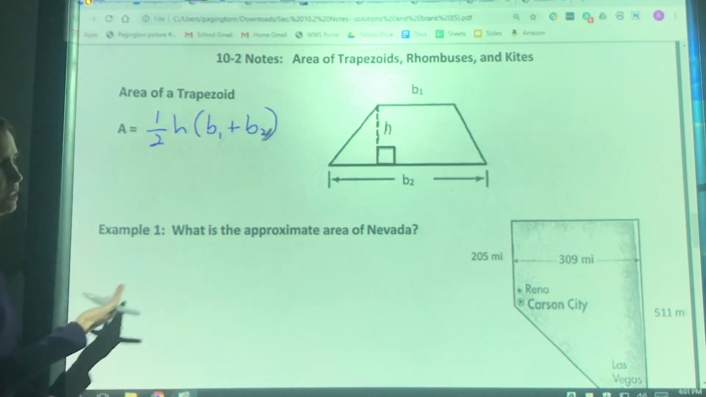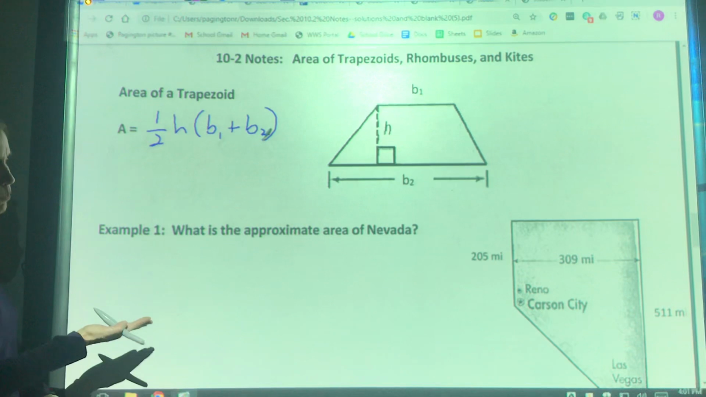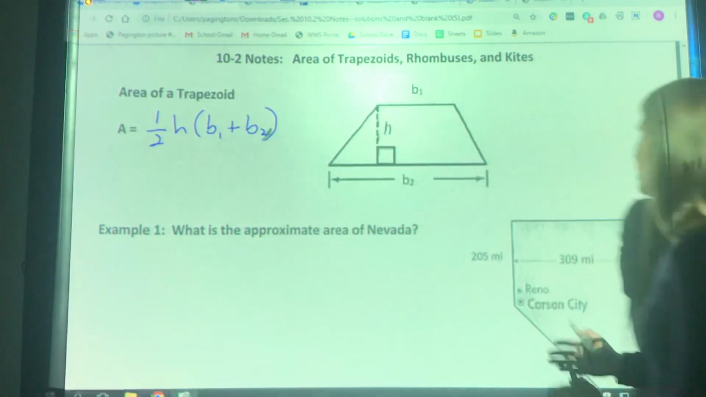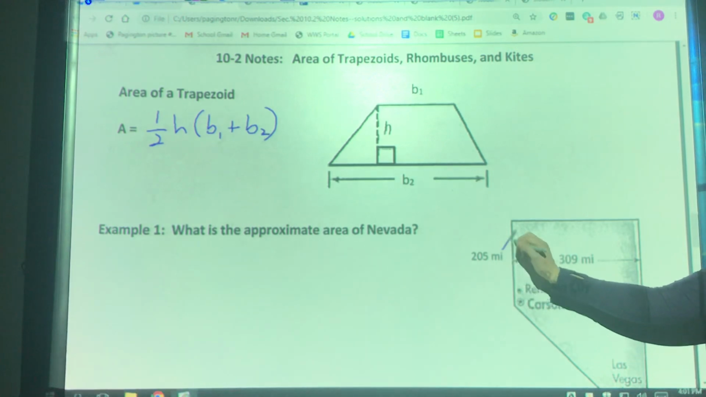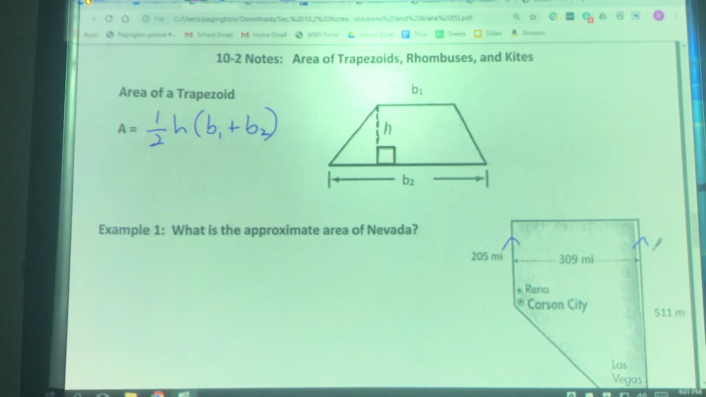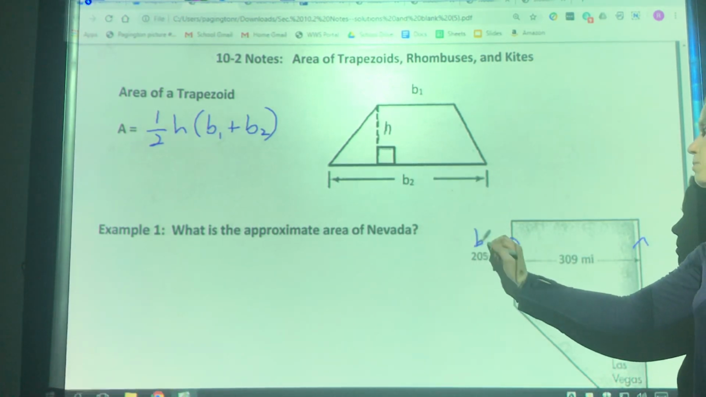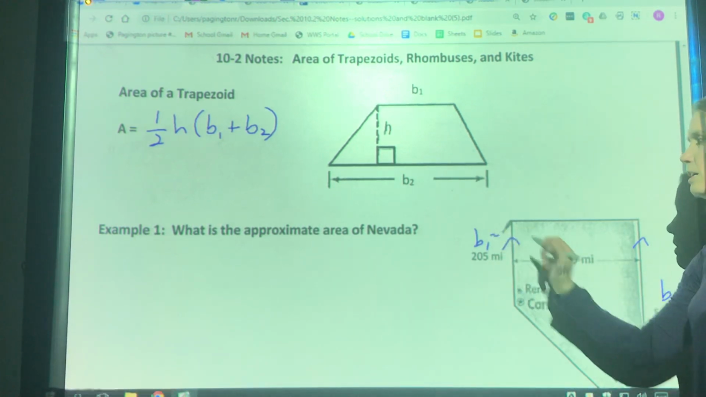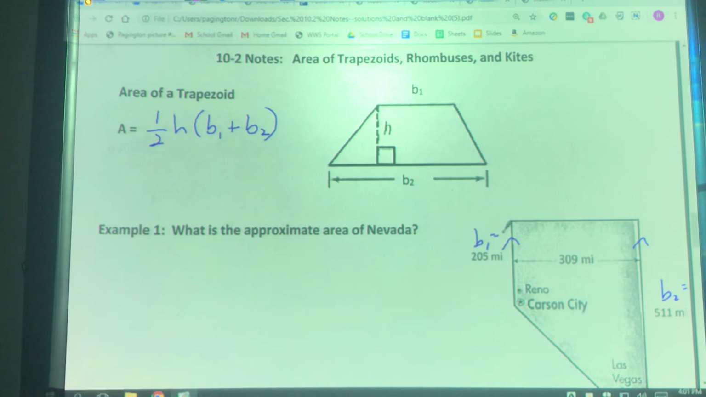All right, so if we look at this first one, it says, what is the approximate area of Nevada? And you can see that Nevada is a trapezoid. Here's our two parallel sides that we can consider to be our bases, so we'll go ahead and call this base 1 and this base 2. It really doesn't matter which you label base 1 and which you label base 2. And then I can see this is my right angle distance between the two bases, and so that would then be my height, which is 309 miles.